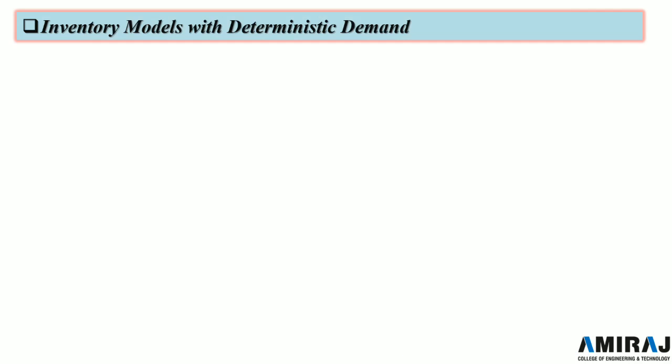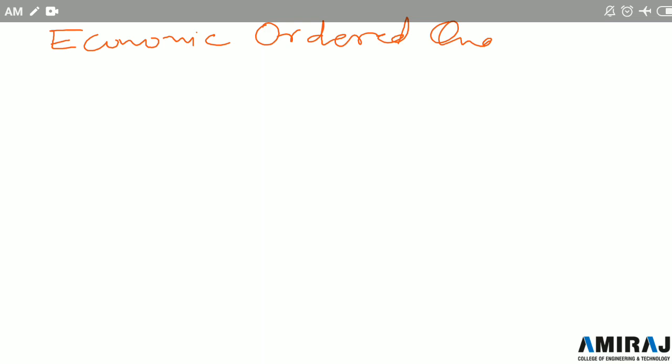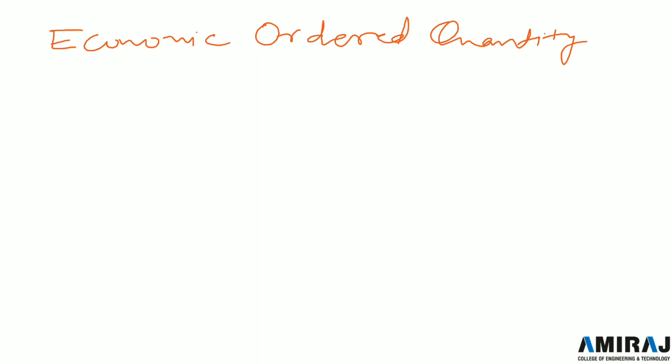Next, we discuss the inventory models with deterministic demand. Before that, let me explain the EOQ, that is the economic order quantity. We all know what EOQ, economic order quantity, is.